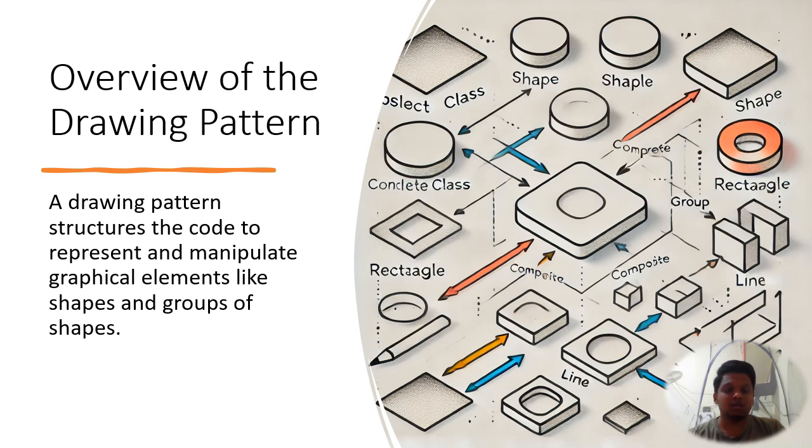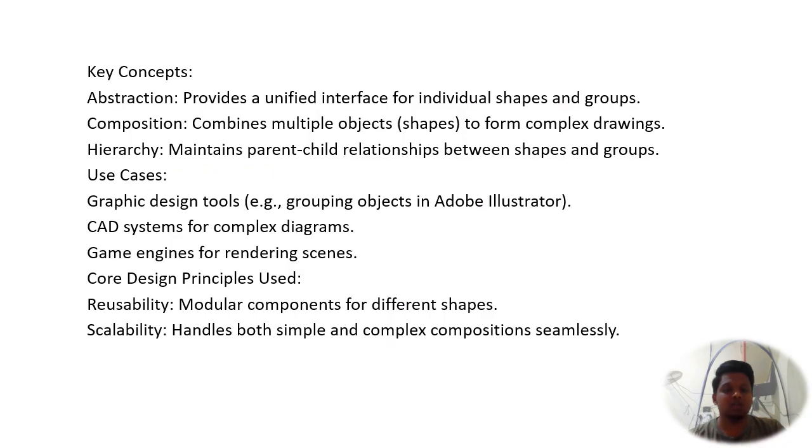A drawing pattern structures the code to represent and manipulate graphical elements like shapes and groups of shapes. Now let us look into the key concepts, that is providing a unified interface for individual shapes and groups. Composition combines multiple objects like shapes to form a complex design. Hierarchy maintains parent-child relationships between shapes and groups. Use cases: graphical design tools like grouping objects in Adobe Illustrator, CAD systems for complex designing, and game engines for rendering scenes.